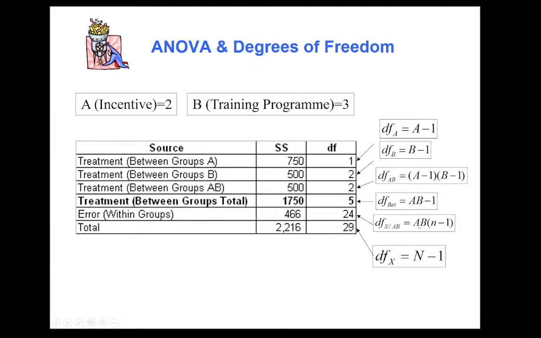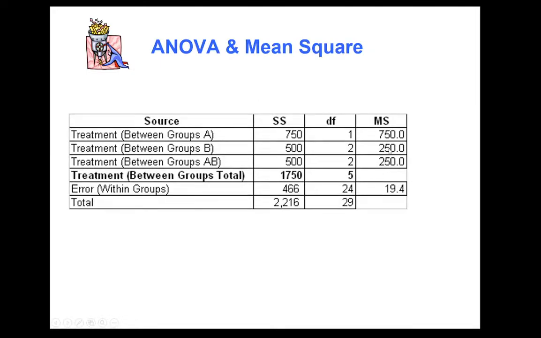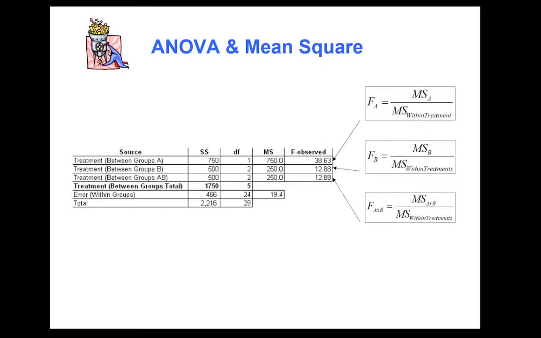The error degrees of freedom is simply n minus 1. I have 5 people within each of my groups being crossed by incentive type and training, which is 5 minus 1 is 4, multiplied by 2 times 3 is 6. So 6 times 4 is 24. Total degrees of freedom is the grand N for the study, which is A times B times N. So 2 times 3 is 6. 6 times 5 is 30. 30 minus 1 is 29. Beautiful. And then we walk through our mean square error, which is similar to what we did with our previous source tables. Calculate my F observes.